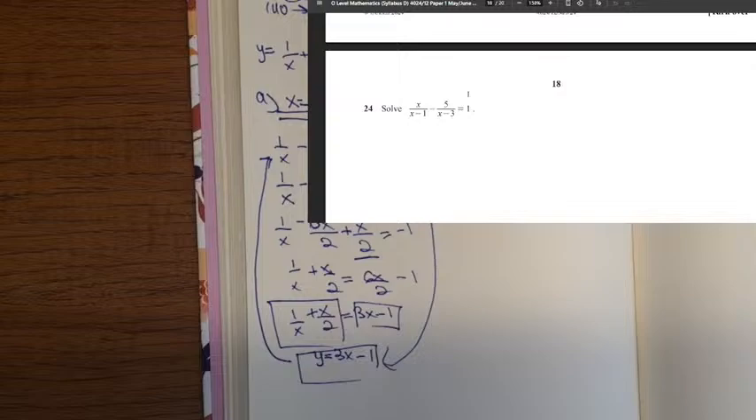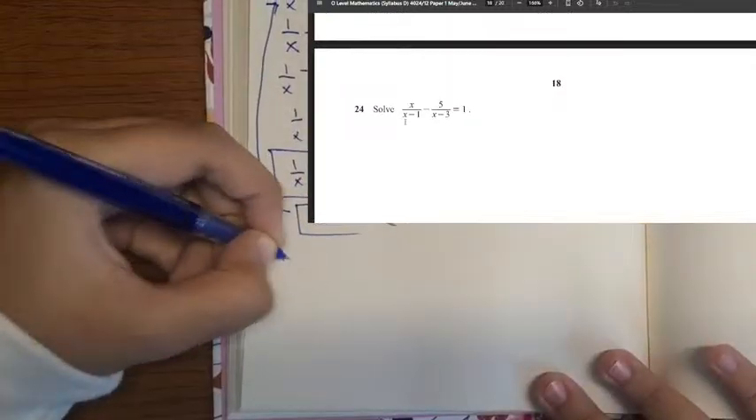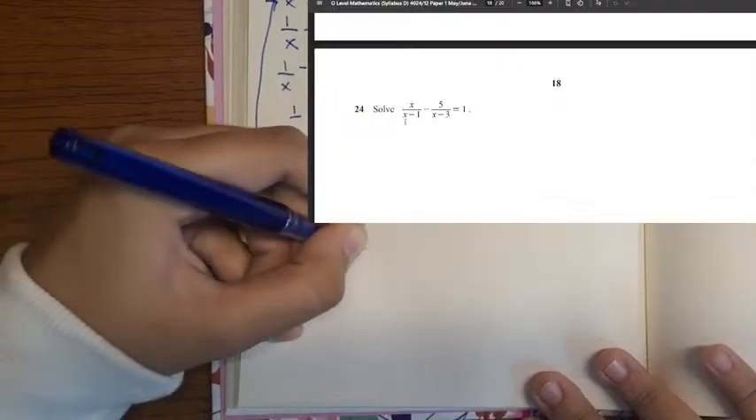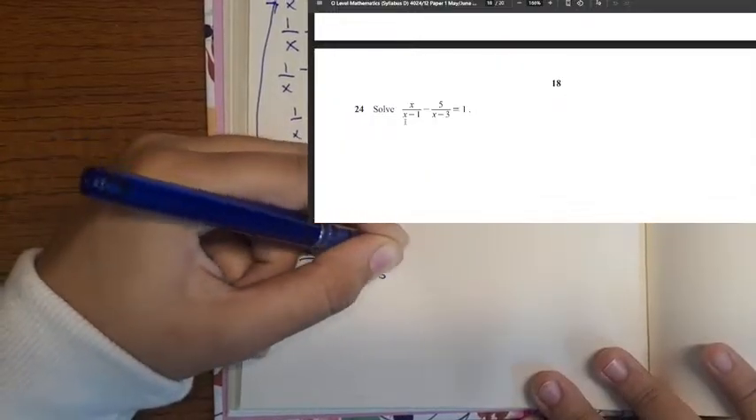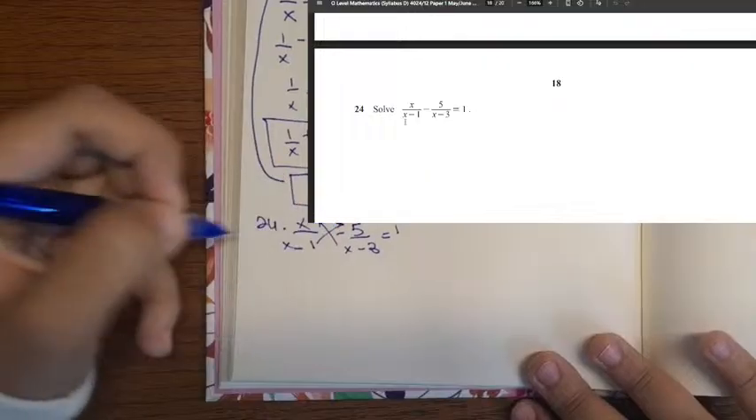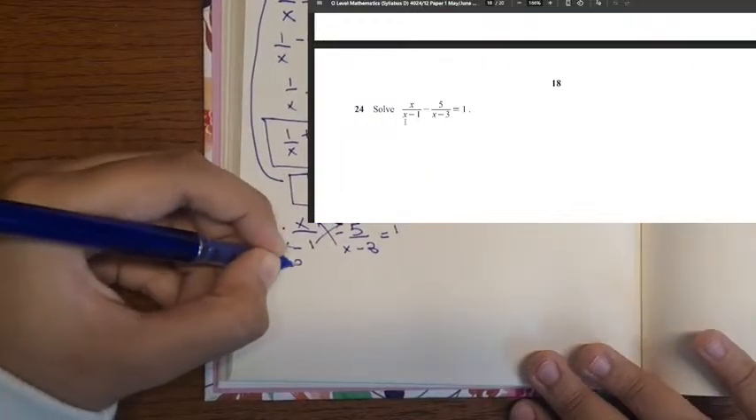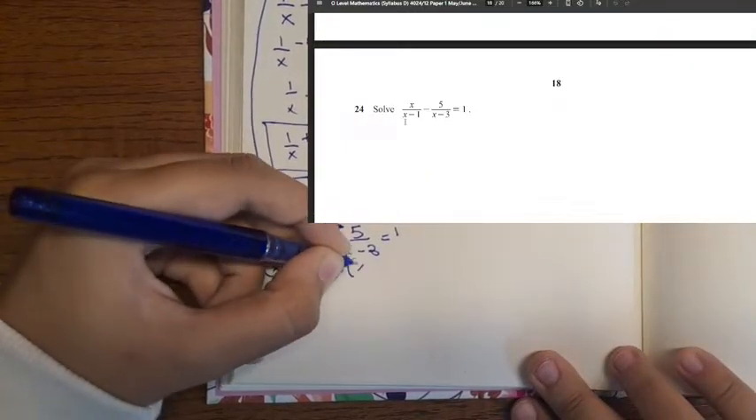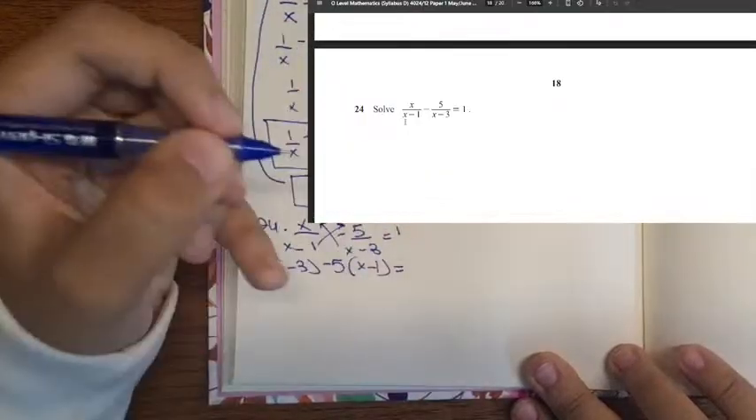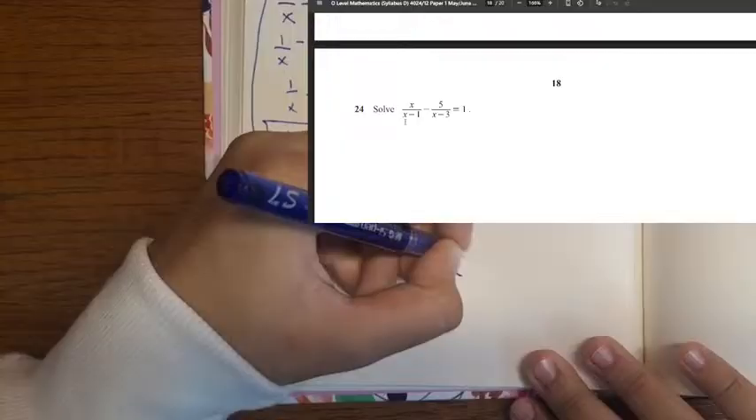This is question 24. We need to solve for the value of x, and they've given us fractions that are in terms of x. In order to bring these to a common denominator, we'll multiply both of them with the opposing denominators. So it becomes x times x minus 3 minus 5 times x minus 1 upon x minus 1 times x minus 3. We'll multiply by the denominator. It becomes x minus 1, x minus 3.